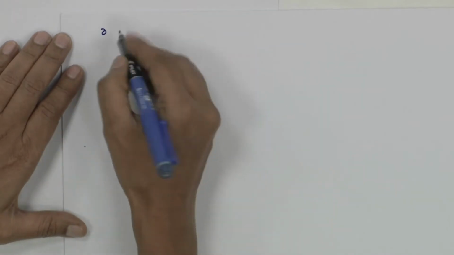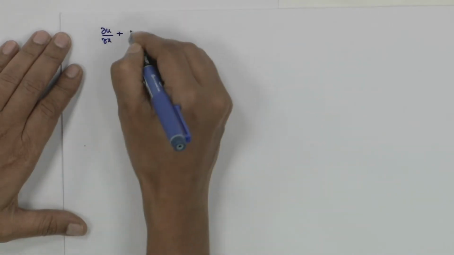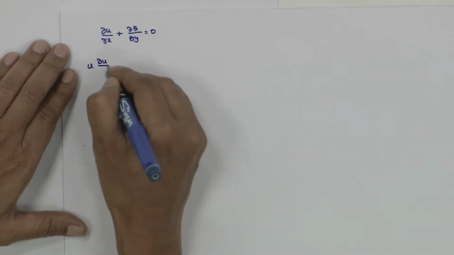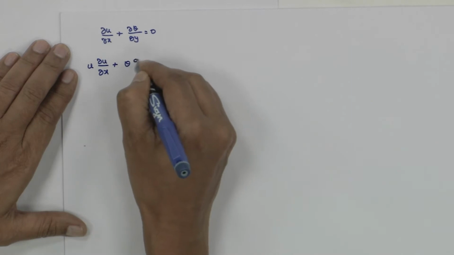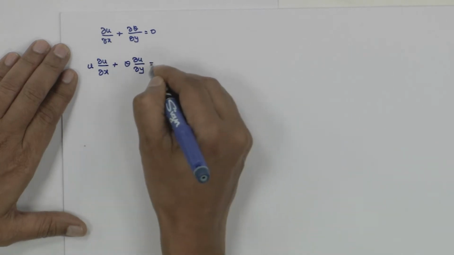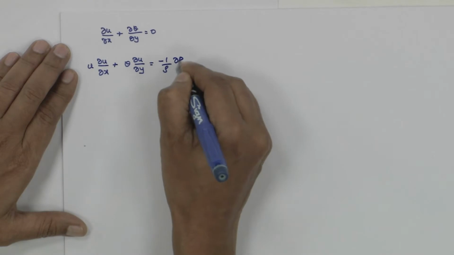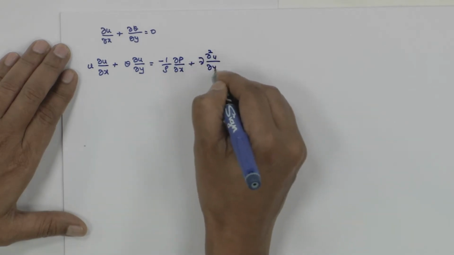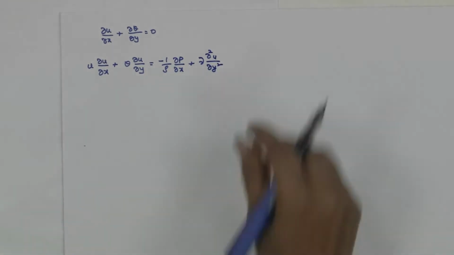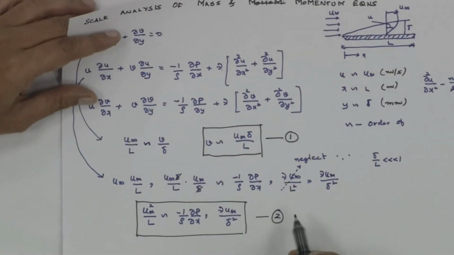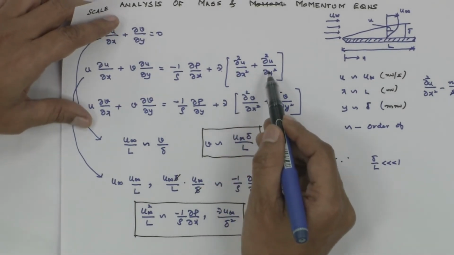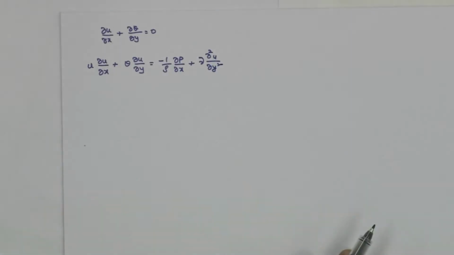we have del U by del X plus del V by del Y equal to 0, and U del U by del X plus V del U by del Y equal to minus 1 by rho del P by del X plus nu del squared U by del Y squared. This is what we got from the X momentum equation. If you recollect here, this term is not important, so we have only nu del squared U by del Y squared. That's why I have written it like that.